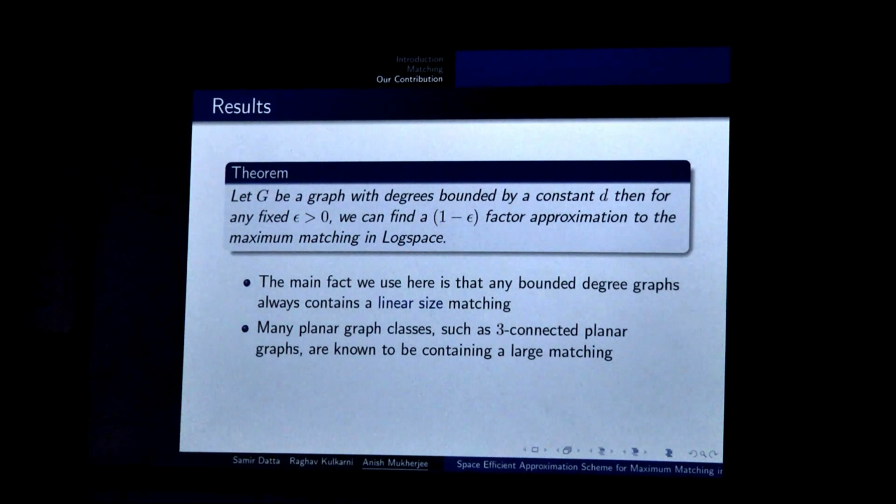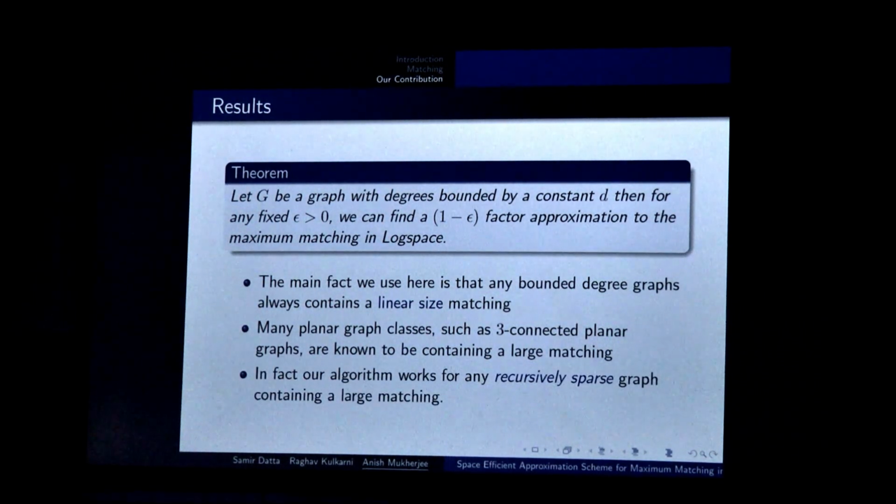And not just for bounded degree graphs, it is also known for other graph classes like 3-connected planar graphs. So directly this theorem gives an algorithm for these graph classes. And we can show that actually it works for any recursively sparse graph, which means that you take any subset of the graph which is sparse, and if it contains a large matching, then our algorithm works there.